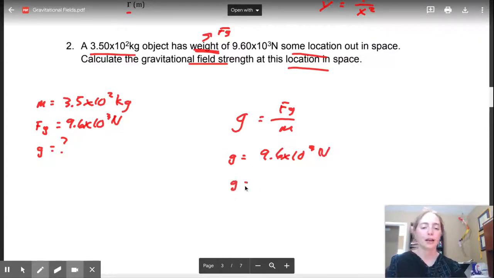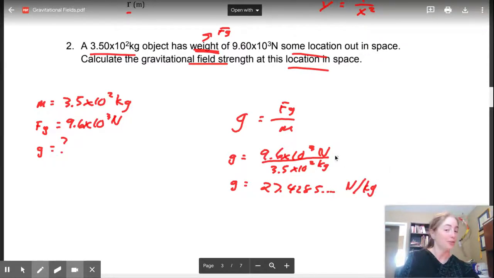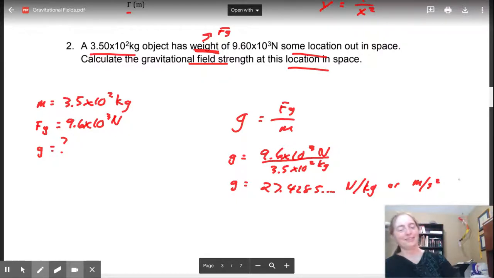Newtons. And we then divide that by our mass, 3.5 times 10 to the power of 2 kilograms. And we're going to get the lovely value 27.4285... You can either use newtons per kilogram, or meters per second squared. Makes sense, right? All right.